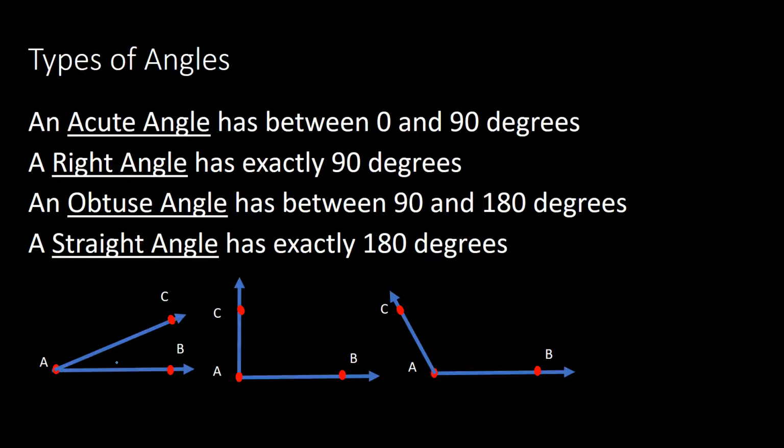And the last one is called a straight angle, where the measure is exactly 180 degrees, and that is something along these lines. A straight angle would create a line, and so we see that a line would have 180 degrees. Okay, so make sure you know those 4 types of angles.